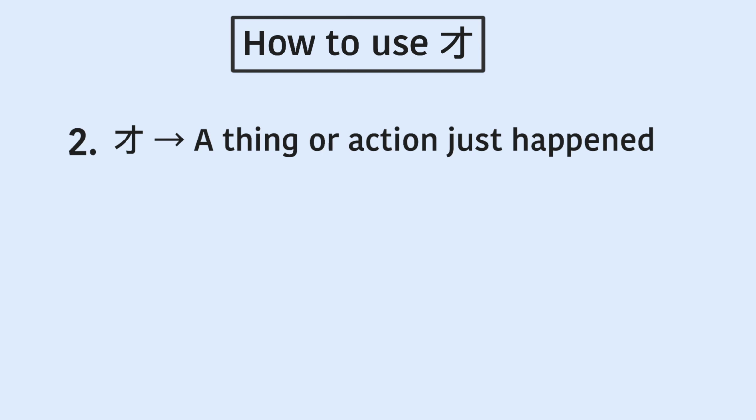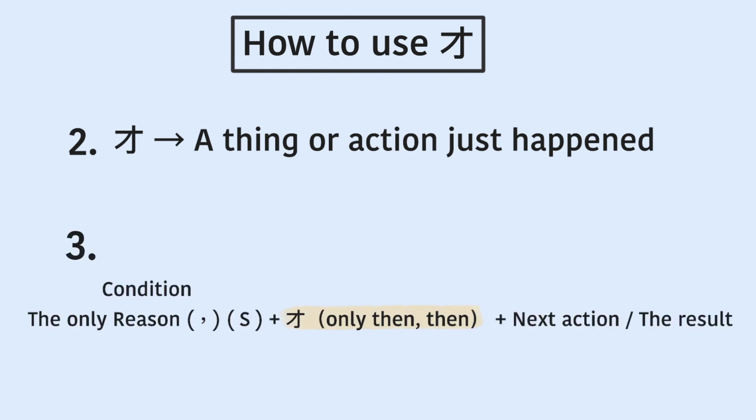The second usage is using 才 to mean that a thing or an action just happened. And this 才 often is combined with 刚刚 or 刚. The final usage of 才 is that it can be used as a linking word which means only then or then to connect the only reason or condition and the next action or result.